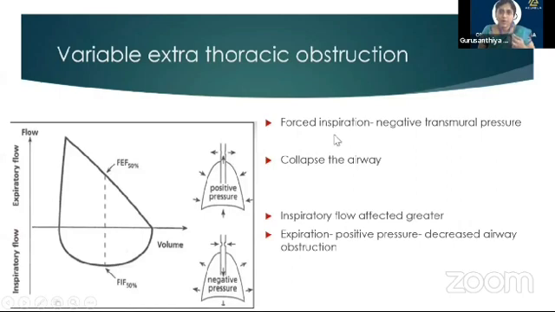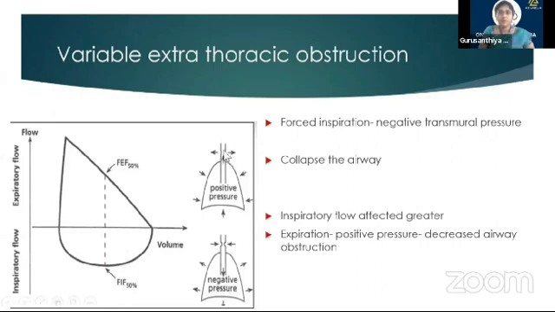But when you inspire forcefully, there is a negative transmural pressure already. This negative transmural pressure sucks in, and this causes the airway to collapse during inspiration. So the inspiratory part of the curve is flattened in a variable extrathoracic obstruction, which occurs in chronic neuromuscular disorders, obstructive sleep apnea, or vocal cord palsy, where it is variable.